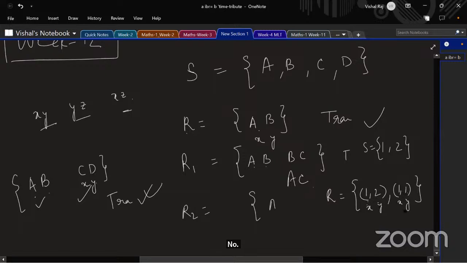Now 1, 1. This is X and Y, correct? For this, is there any element that starts with 1? Yes, 1, 2 is there. If XY is there, this becomes YZ for us. And if XY, YZ are present, then it is a must to have XZ. XZ is present: 1, 2 is present. So this is a transitive relation, right?